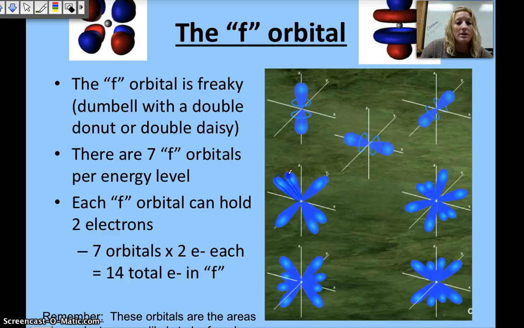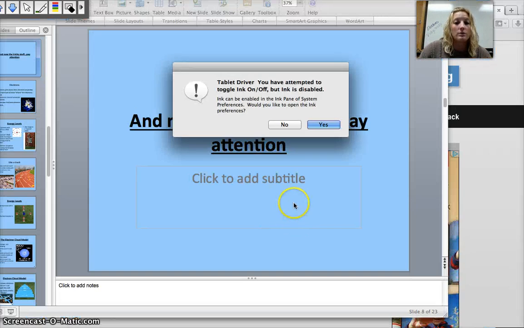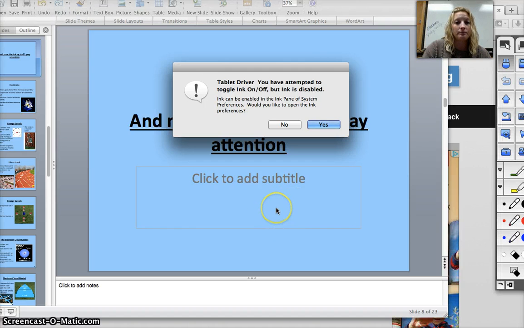So these crazy ones that look like just a bunch of lobes out here in the air, those are really far out from the nucleus. There's lots of space out there, and so there's lots of places where those electrons can be. All these are saying is where those electrons are.